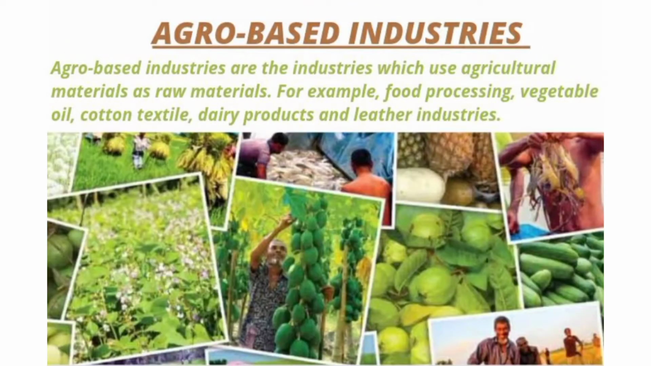Agro-based industry. Agro-based industries are the industries which use agricultural materials as raw material. For example, food processing, vegetable oil, cotton textile, dairy products, and leather industries.